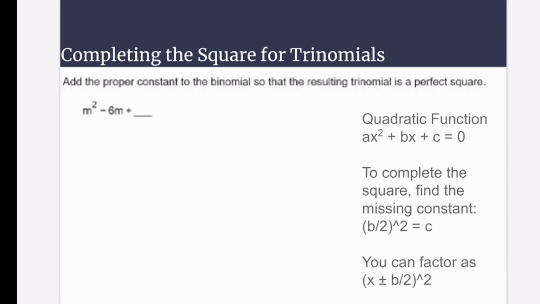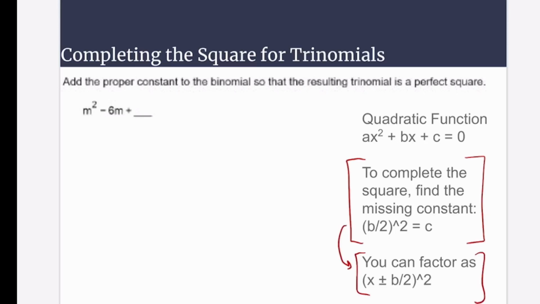So to complete the square, we have to find the missing constant. And this is the rule that we're doing. We're taking our b value, dividing it by 2, squaring it, and that's going to give us our c. And that's going to directly lead to our factors.